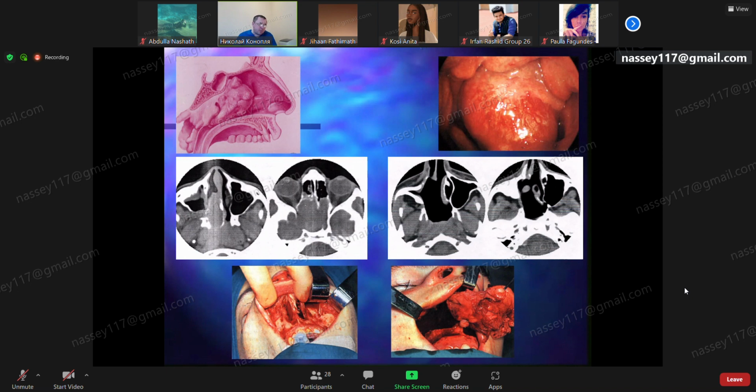First, about the primary examination. Visually, we can see a mass in the nasopharynx which blocks the nasopharynx. Usually it has a smooth surface. Usually it has a grayish or pink color. And here, for example, it is very clearly seen: very good vascularization of this tissue.